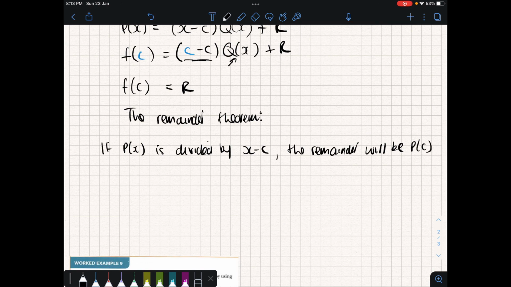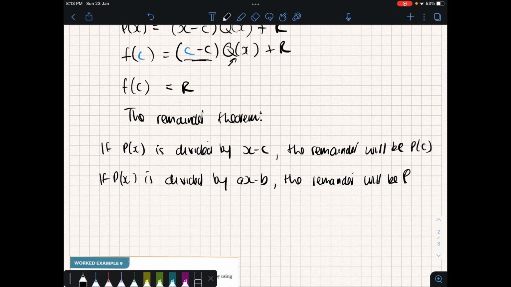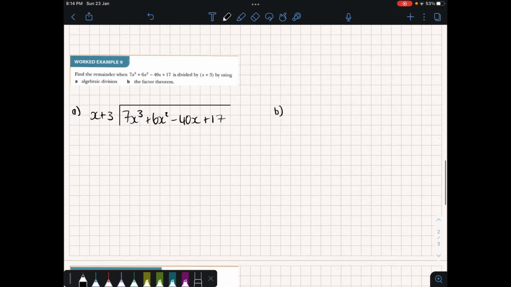Okay, and this can be further expanded to: if p of x is divided by ax minus b, for instance, then the remainder will be, just like with the factor theorem, as if we were substituting in b over a. So let's look at some examples of how we can use the remainder theorem.